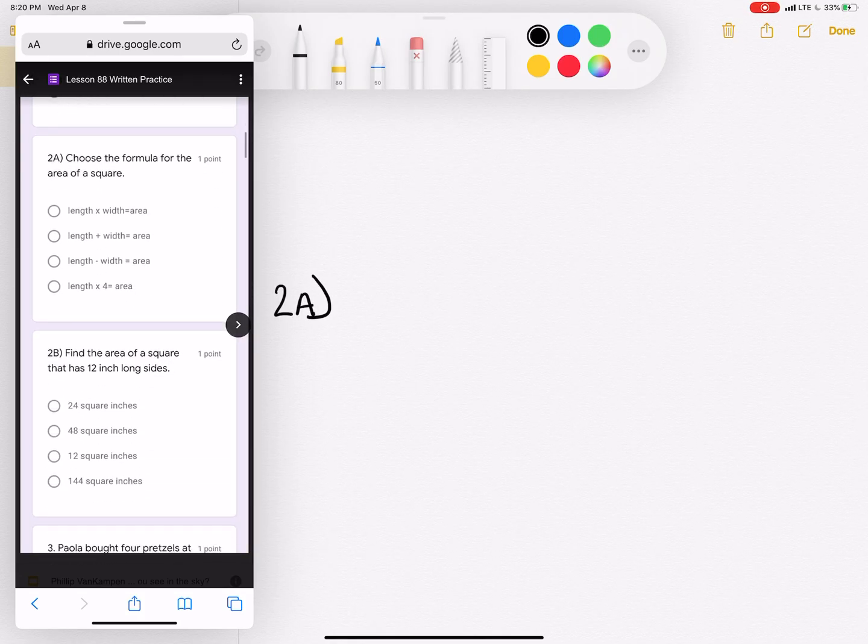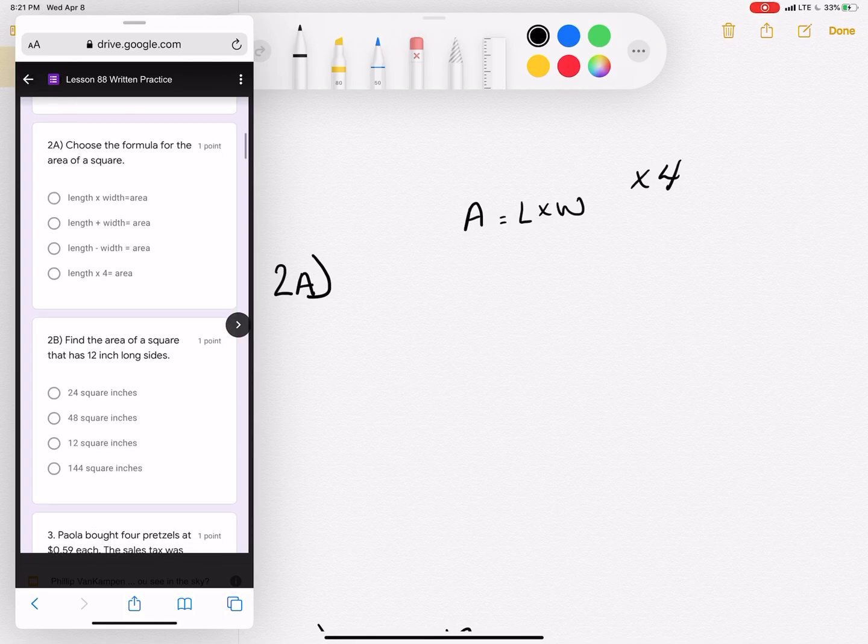2A, choose the formula for the area of a square. Remember, area is usually length times width, but if you have a square, all sides are the same. So you have how many sides? 4 times length. So it could be length times 4 or length times width.